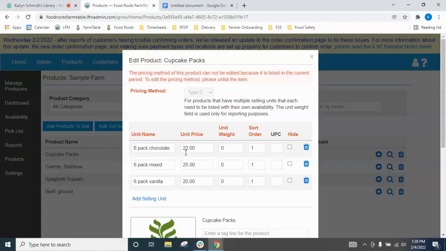On these ones, we're going to set up the availability so that when someone purchases a 6-pack of chocolate, it doesn't affect the availability of the mixed or the vanilla.